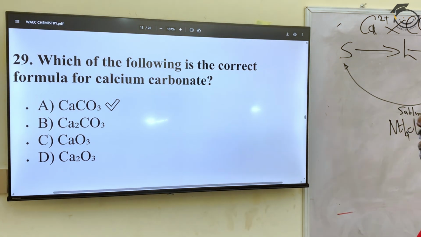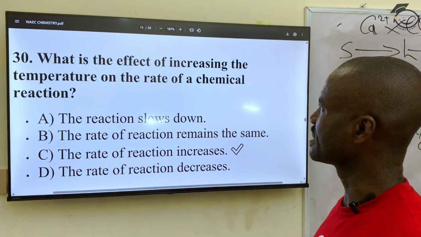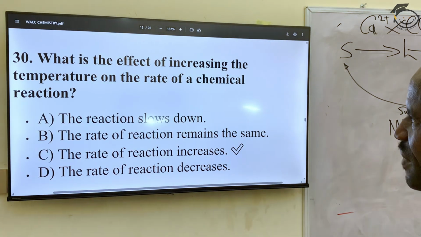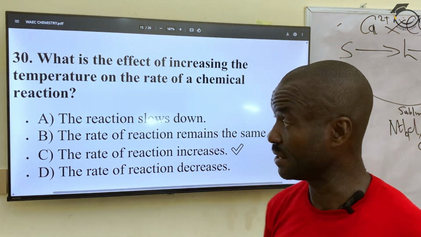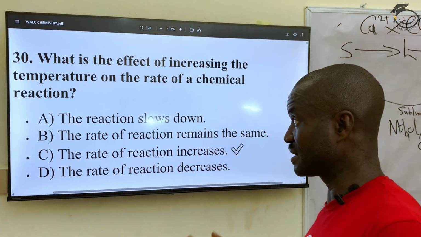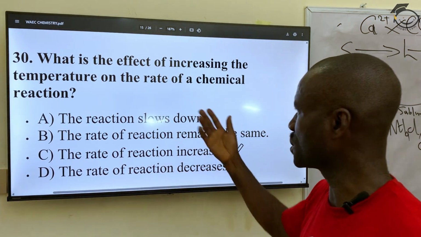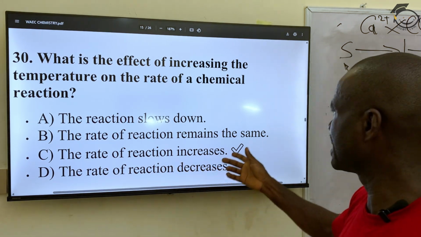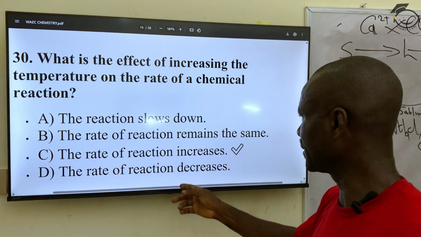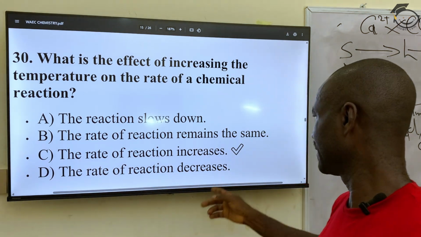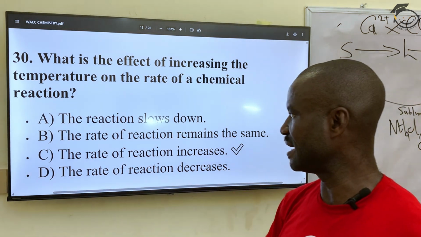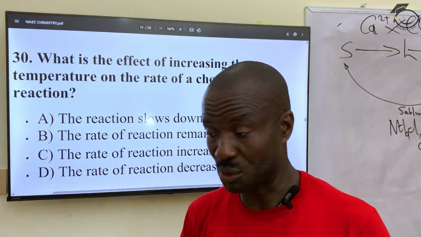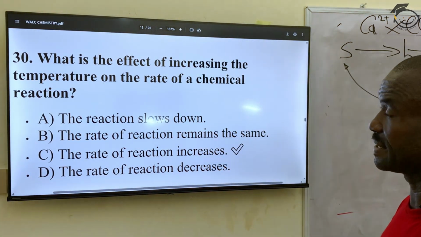What is the effect of increasing the temperature on the rate of a chemical reaction? We said temperature is a factor that affects the rate of chemical reaction. What is the effect of increasing or reducing the temperature? A. The reaction slows down. B. The rate of reaction remains the same. C. The rate of reaction increases. D. The rate of reaction decreases. The correct answer is C, the rate of reaction increases. If you increase your temperature, you expect your reaction to be faster. So the correct answer is C.